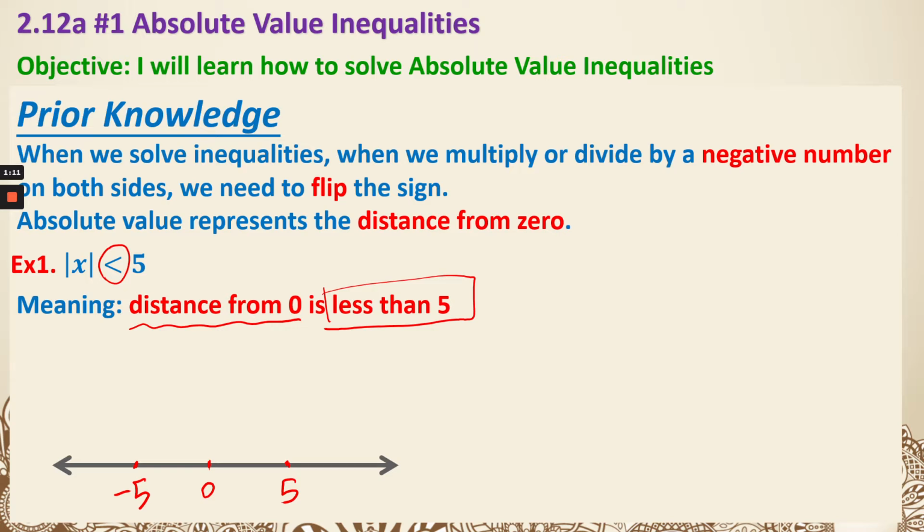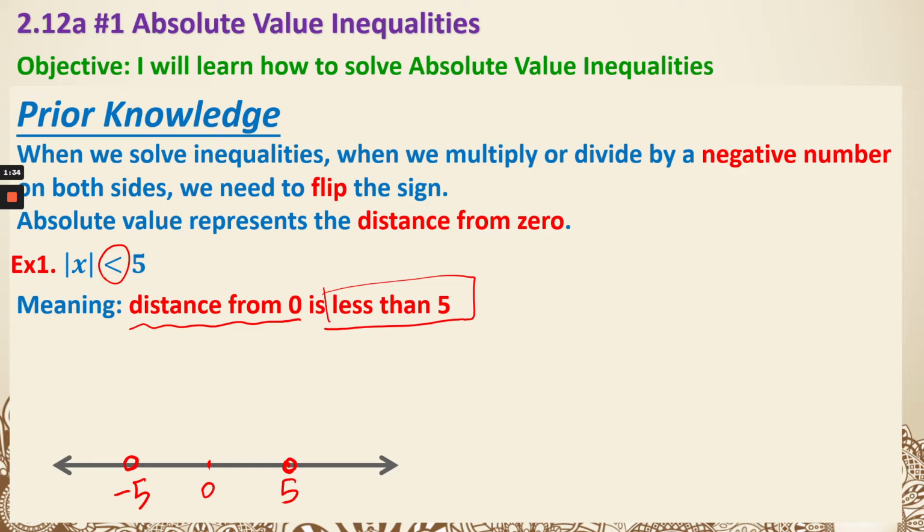Since it's less than, it doesn't have the equal part. At exactly 5 is actually 5 away from 0. It's not less than 5. So that means I shouldn't include 5. So an open circle there. And at the same time, I also shouldn't include the negative 5. So that part, I need to draw an open circle as well.